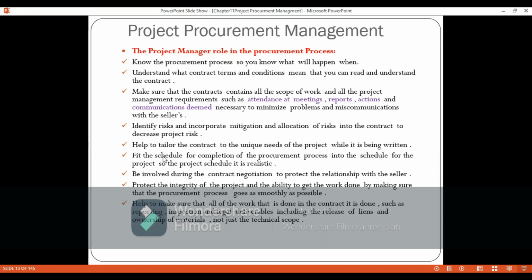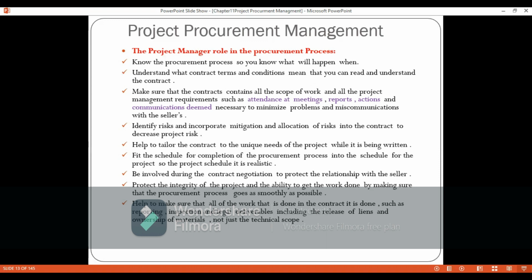He also needs to help tailor a contract to the unique needs of the project, given in a formal written form. He needs to fit the schedule. He needs to have a schedule plan, and when we're going to deliver those items, when we're going to receive those items, especially if they're being shipped. And he needs to be involved in the contract negotiation, and that's very important.